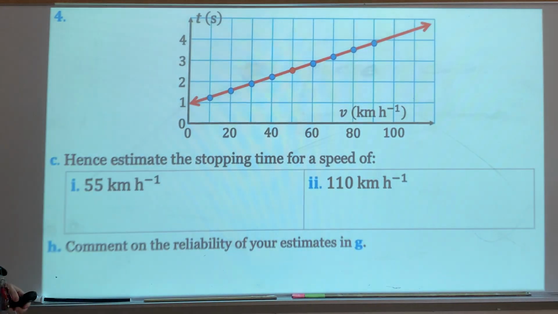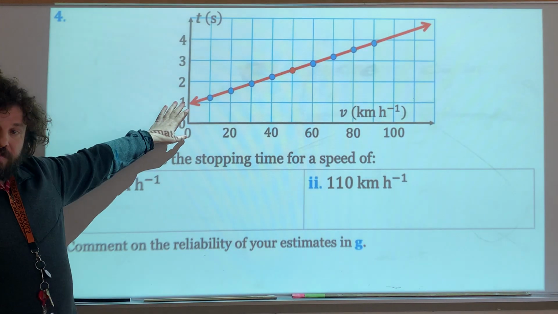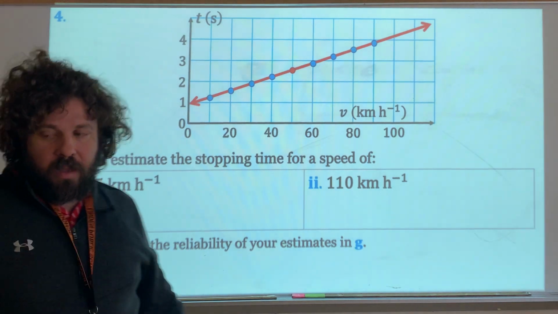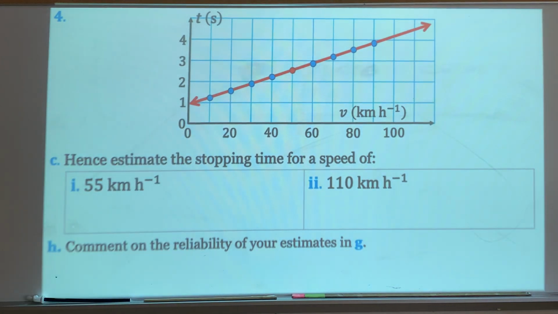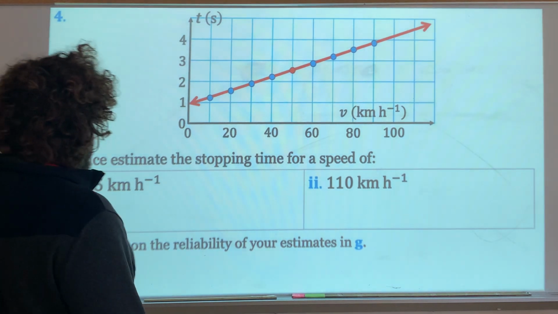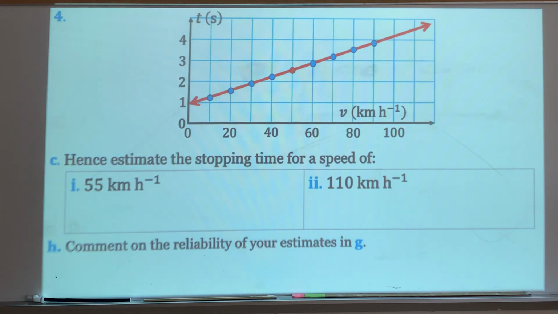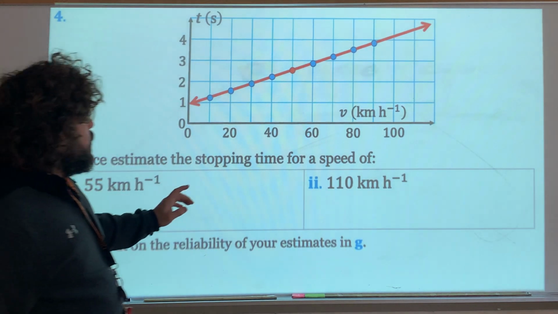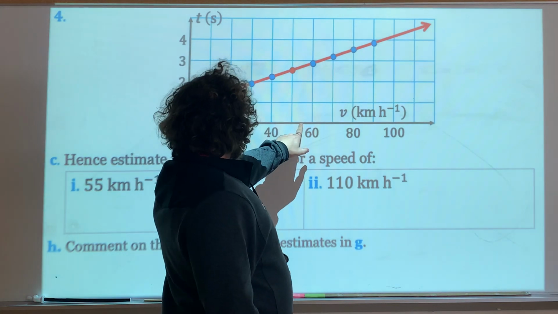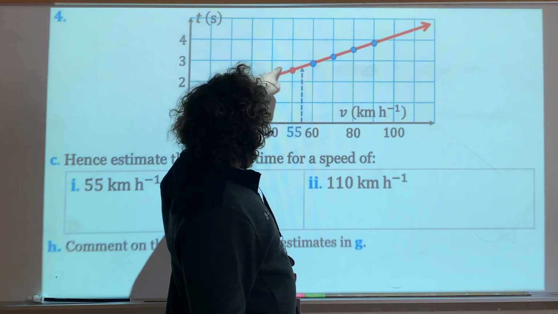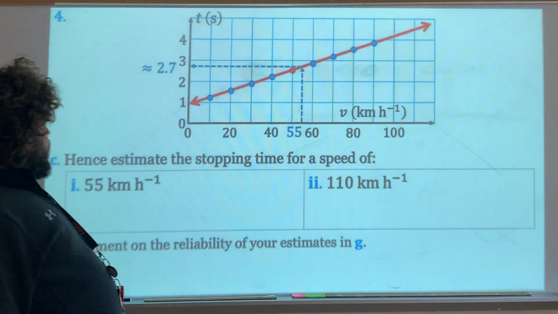Find the stopping time for that speed. We're going to use our graph to find the stopping time. All right, very easy to do to use the graph. You can always just create the equation and use that as well. But let me go 55, this is 40, 50. Between 50 and 60 is 55. I'm going to run that up to the graph. I'm going to run that horizontally, and I get about 2.7.